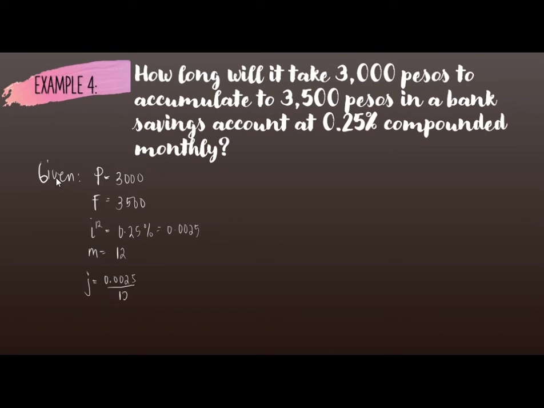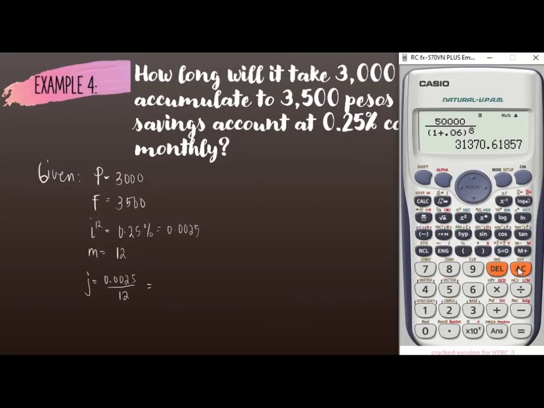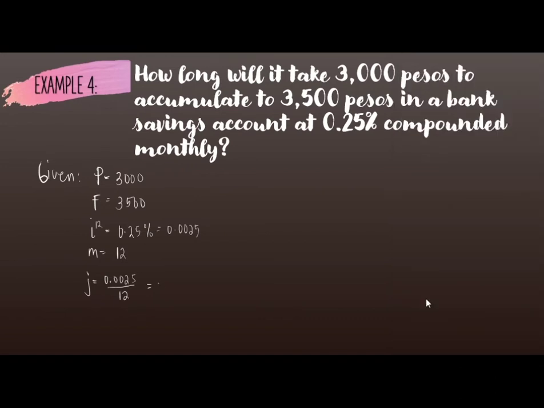0.0025 over 12. So, ang makukompute natin dito is, okay, solve natin. 0.0025 divided by 12. Okay, so 0.000208333. So, masyado siyang mahaba. Okay, so pwedeng gamitin na lang natin 208333. So, ito na lang mismo yung gamitin natin, input natin sa ating formula.